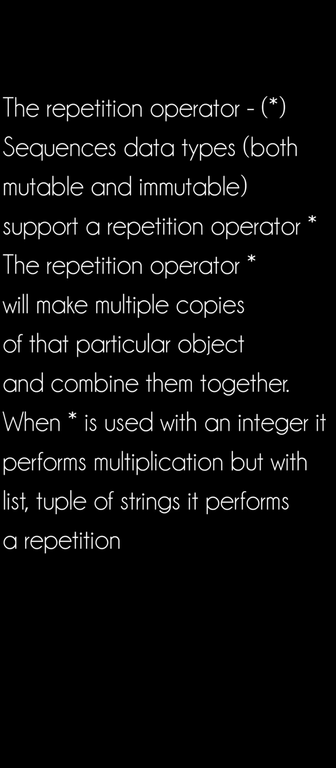The repetition operator, star. Sequence data types, both mutable and immutable, support a repetition operator. The repetition operator will make multiple copies of that particular object and combine them together. When star is used with integers, it performs multiplication, but with a list, tuple or string, it performs repetition.